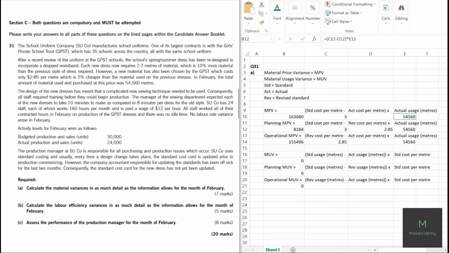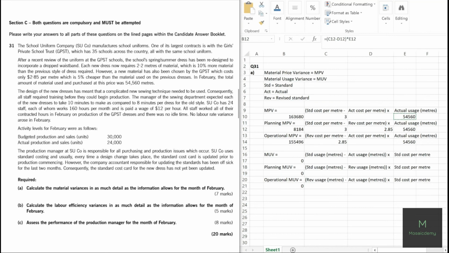Now, it says the design of the new dresses has meant that the new complicated sewing technique to be used. Consequently, all staff required training. The manager of the sewing department said that each dress would take 10 minutes to make as compared to 8 minutes for the old design. So all of this stuff seems to be talking about labor, right? It's not talking about materials. So this paragraph seems to be all about labor.